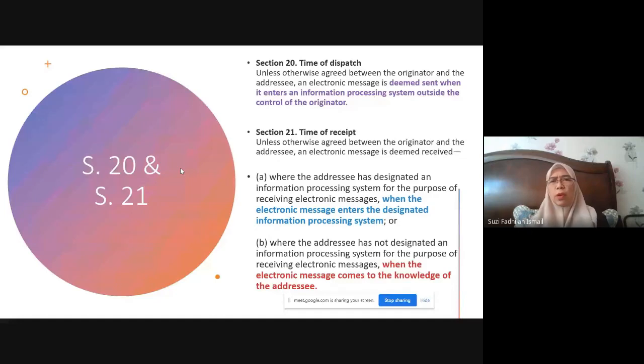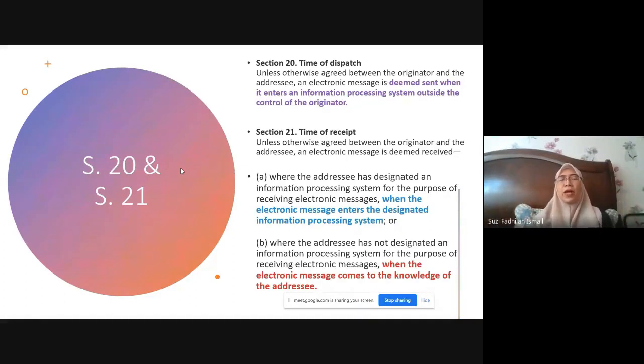Section 20 talks about time of dispatch. What is the valid time here? We want to know the time of sending, the time of dispatch. The court will presume it is deemed sent when it enters an information processing system outside the control of the originator. For example, we click submit or we click send. Then it is deemed sent from that moment because it enters the information processing system of whatever database or whatever stream, which is not visible, but it happened.